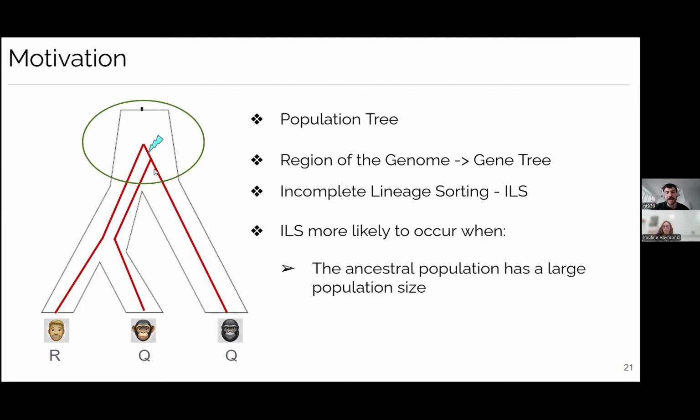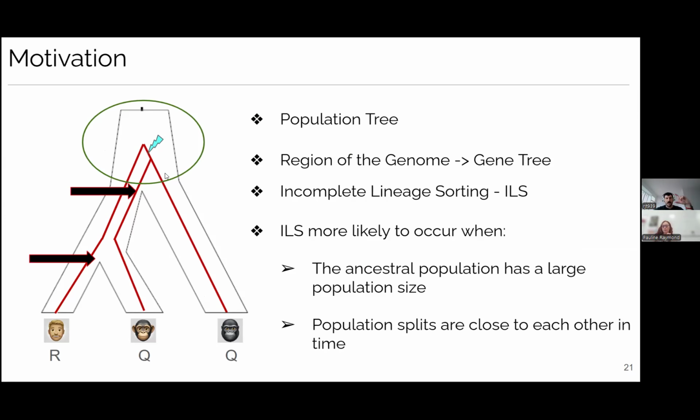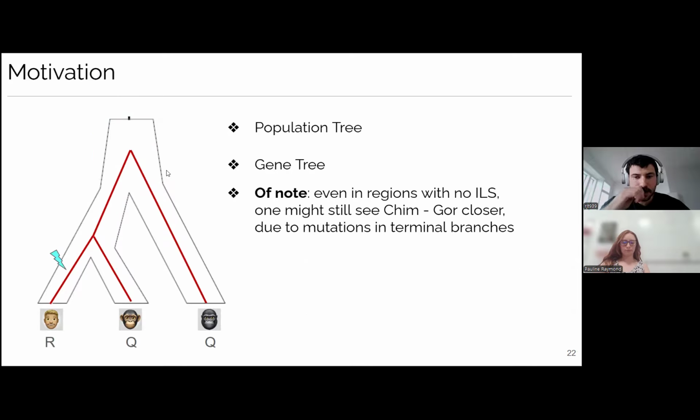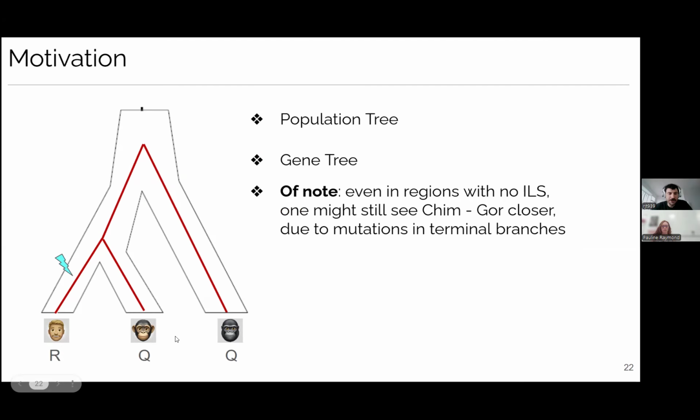But ILS is more likely to occur when this population right here is very large in its population size, or when the splits between these different species happen very close in time, and then it's more difficult, or the sorting is more random. Of note, even in regions where there is no ILS, like the one right here, one might still see chimpanzees and gorillas appearing closer if there was an ancestral mutation that is a Q, and then a mutation happened at the very end or the terminal branch of the tree leading to humans, causing them to have an R, and causing these ones to look closer to each other when they are actually not.